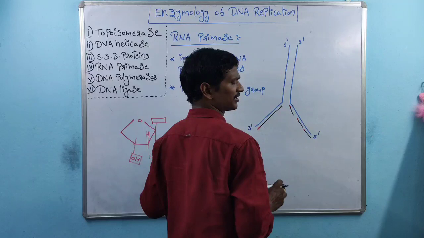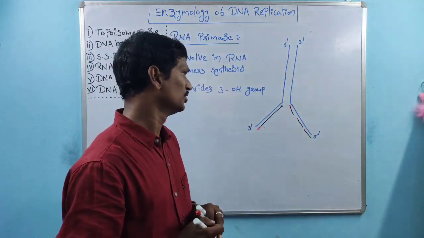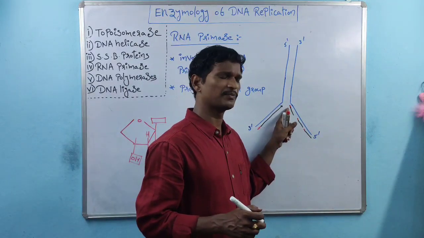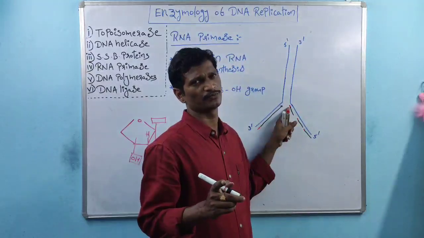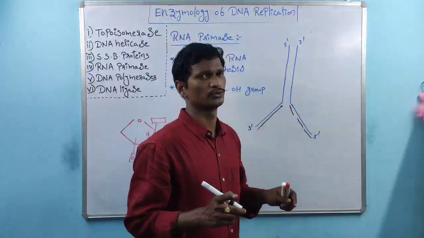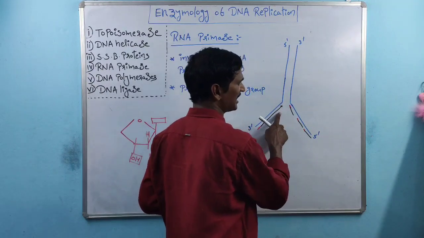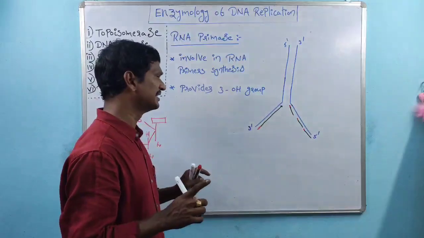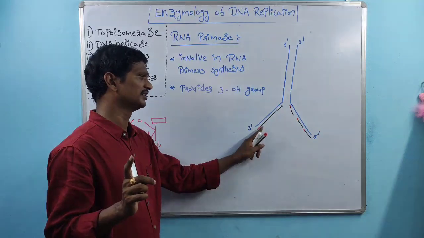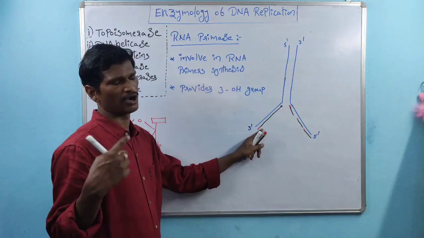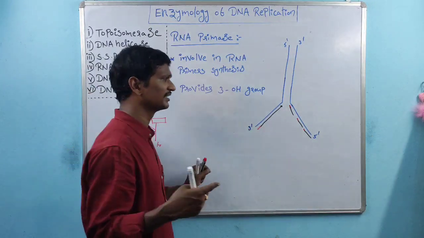So every bit requires one primer. Every Okazaki fragment requires one primer, and each primer provides the hydroxyl group. So what I'm telling here, one of the strands is continuously synthesized. That strand is called the leading strand. The leading strand requires only a single primer. This is the primer. The composition of the primer is RNA, right?